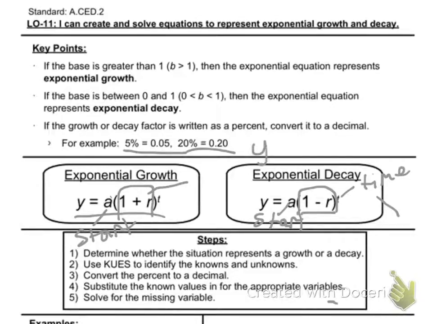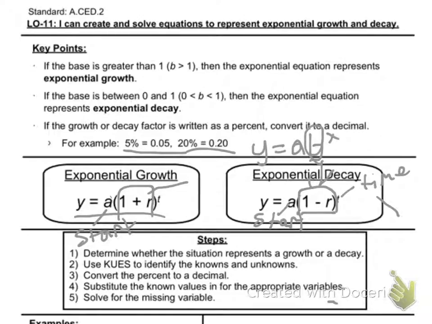And your normal equation is y equals ab raised to the x. Y'all already know this one. It's the normal one that we've been using, except in this case, b is going to change because of the percentages.